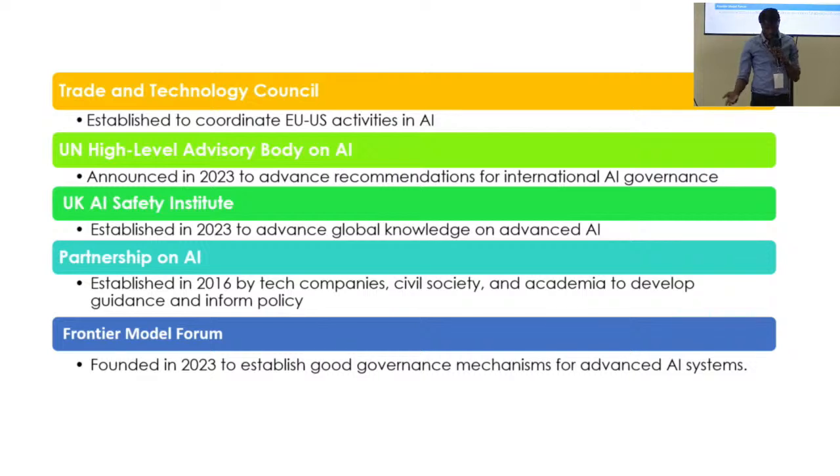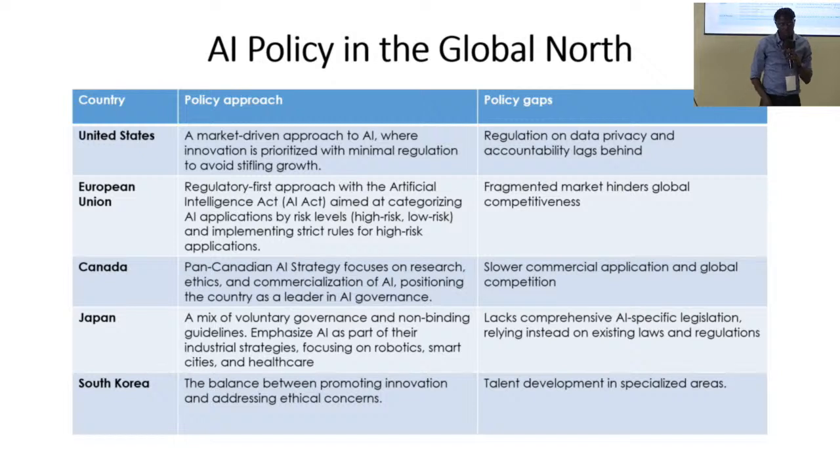And lastly, the Frontier Model Forum, founded as well last year to establish good governance mechanisms for advanced AI systems. So here we just want to have a look at the policy approach from the global north, and then some of the policy gaps that also exist there. The reason for us to look at the approach is to understand where we are in terms of AI policy, so that we are able to address some of the gaps that exist.